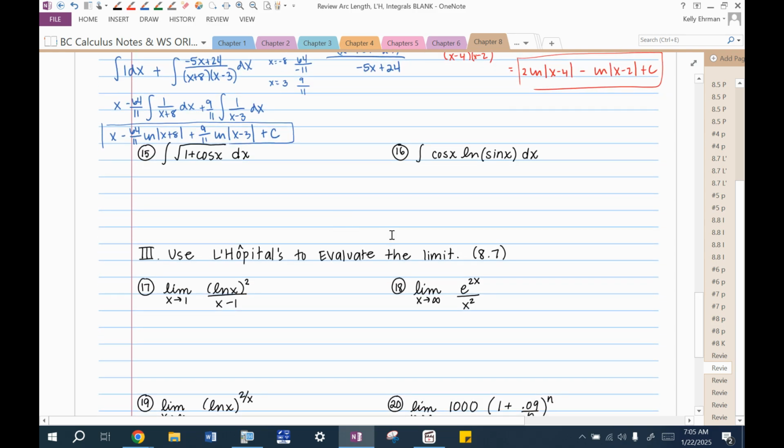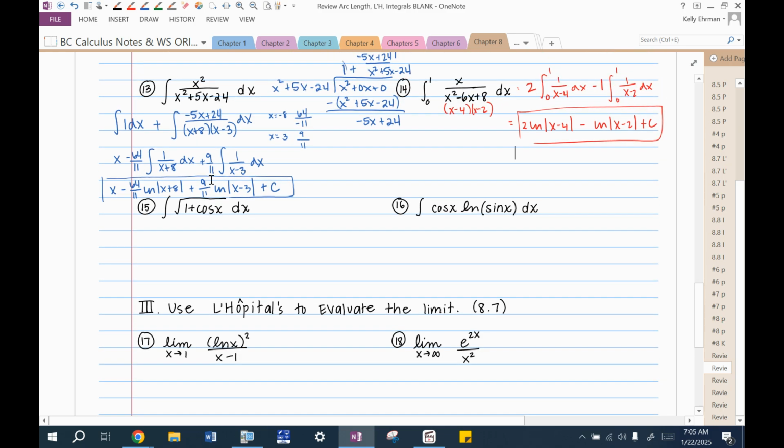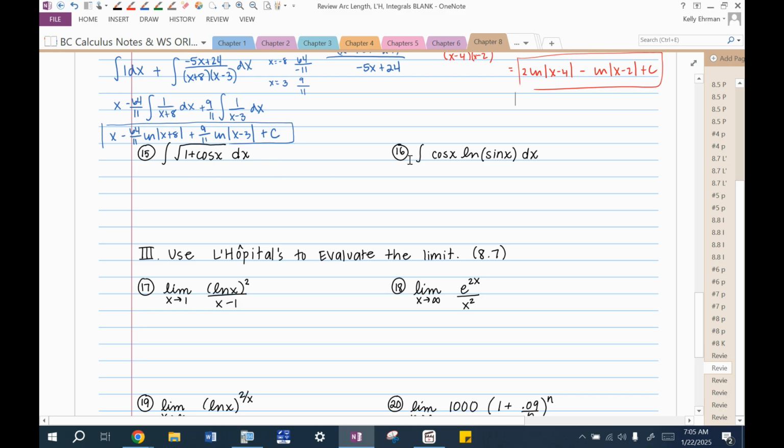Okay, the integral of the square root of 1 plus cosine x. 1 plus cosine is not an identity. What do we usually do when there's weird trig happening like this? Usually we try some sort of trickery, like multiply by a conjugate or something. So I am going to do that. But I think I'm going to do it like times 1 minus cosine x underneath the square root. And if I do that to the top, I have to do it to the bottom.